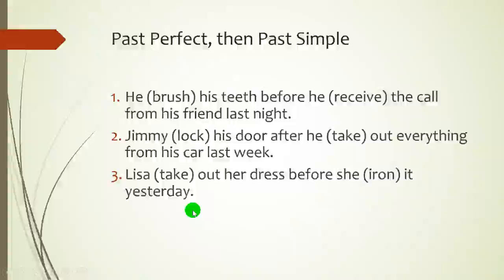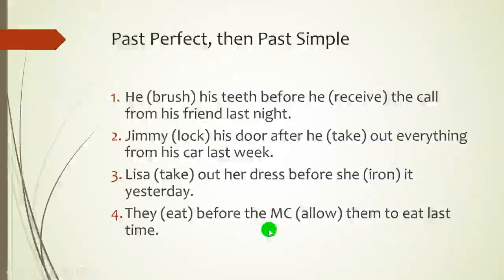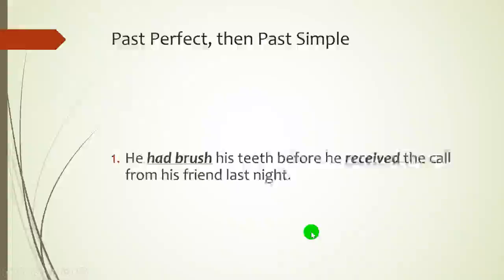Lisa took out her dress before she ironed it yesterday. So from the word before, it means that taking out is the first, ironing it is the second one. They eat before the MC allowed them to eat last time. This one, eating is the first one, allowing is the second one. Let's take a look at the answers now.